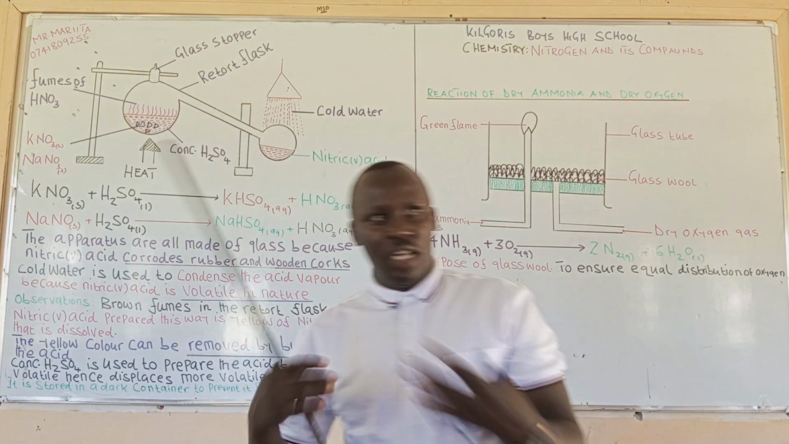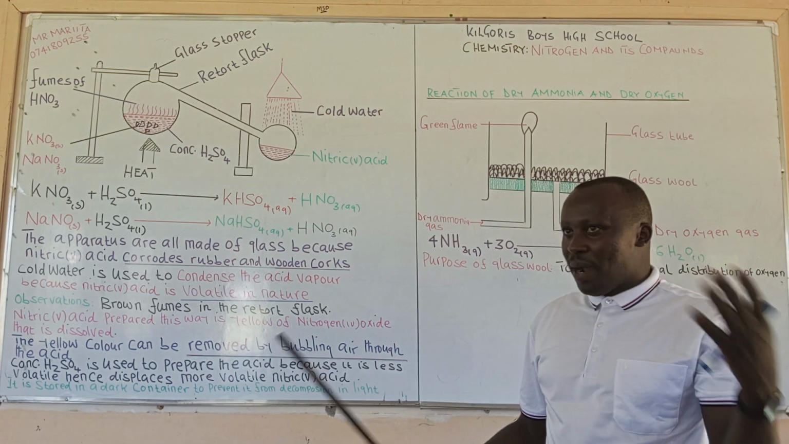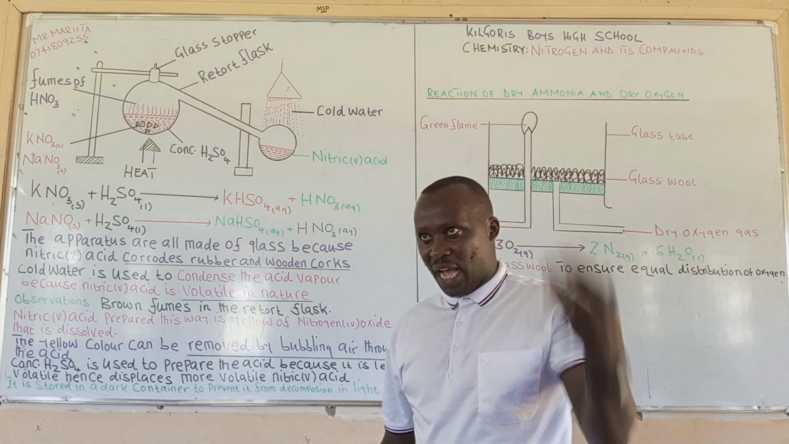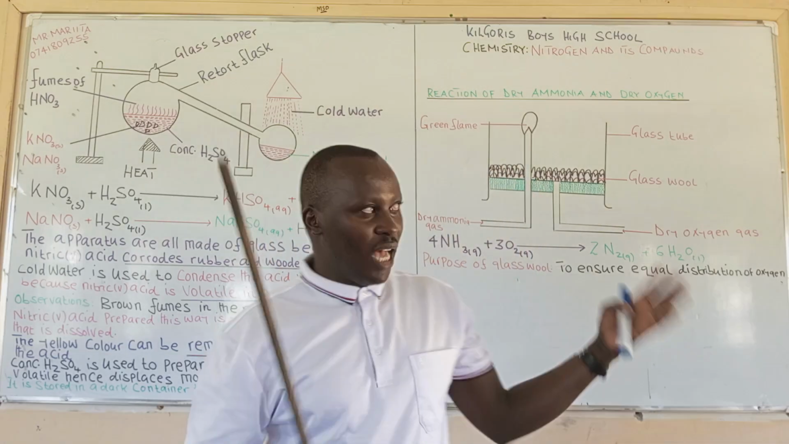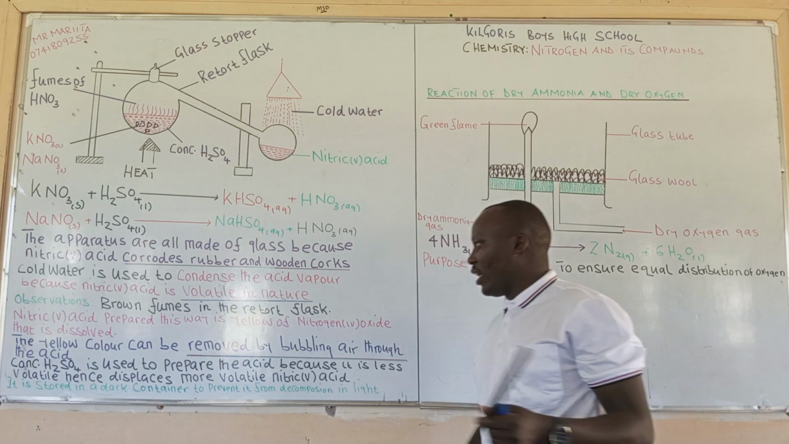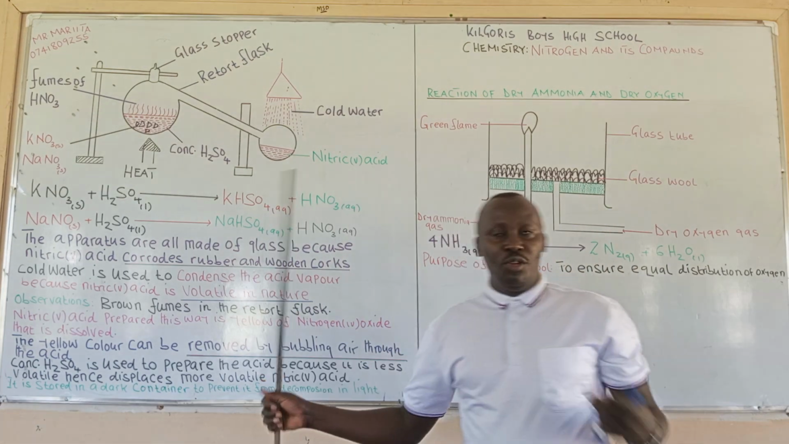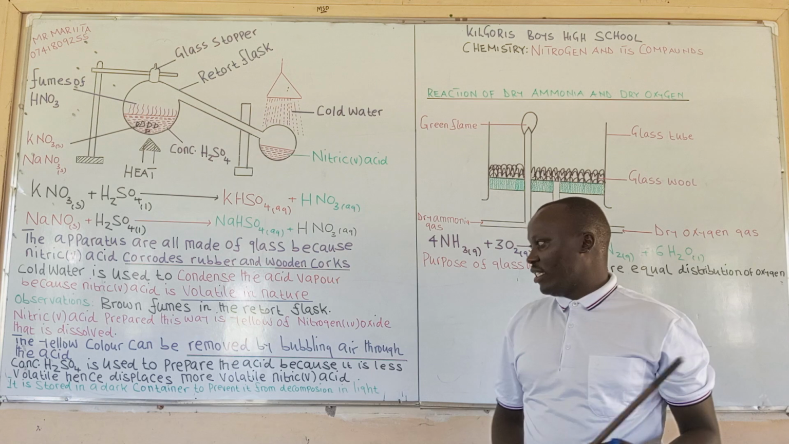Then how is the yellow color removed? The yellow color is removed by purging air through the acid. So if you purge the air through the acid, you will be able to remove that yellow color.